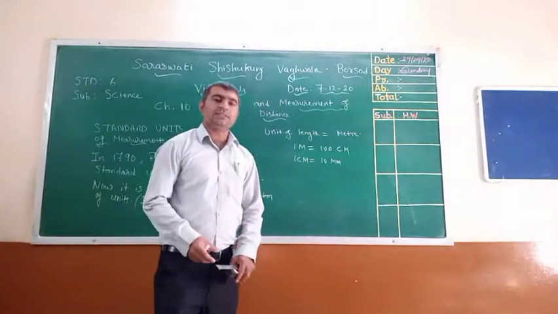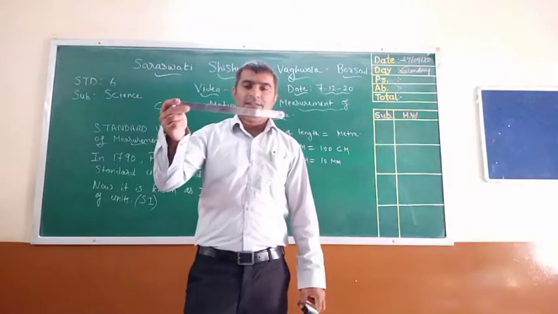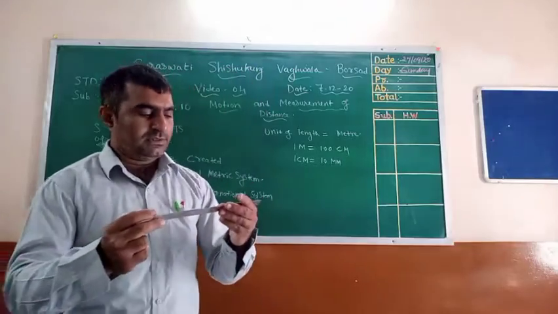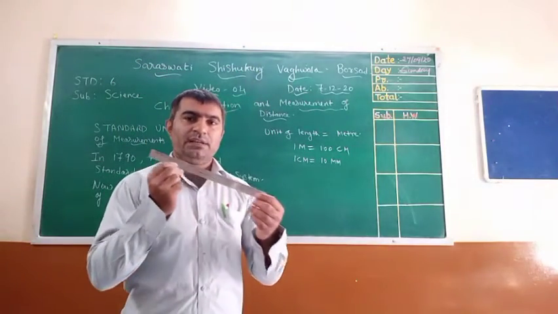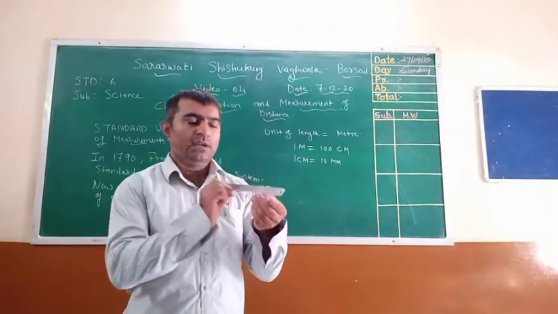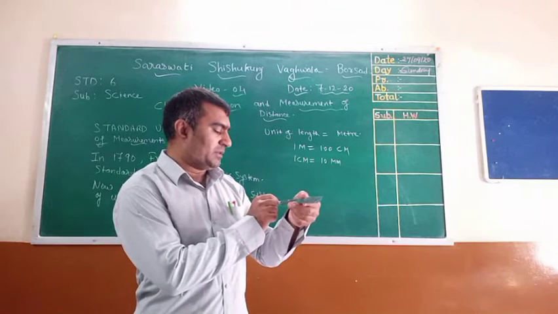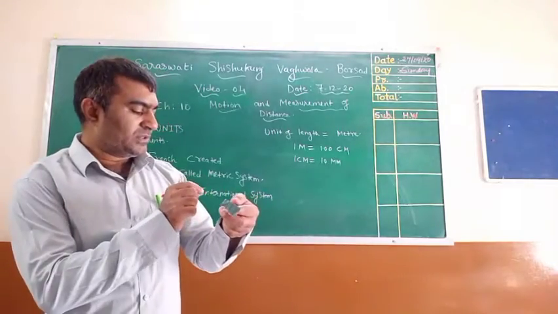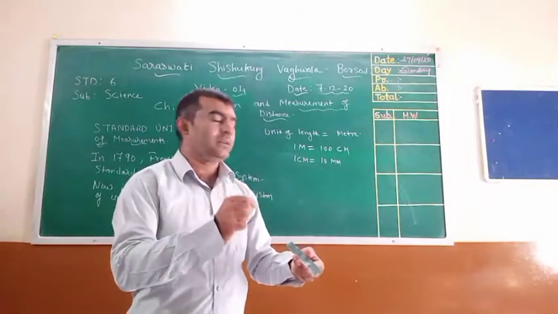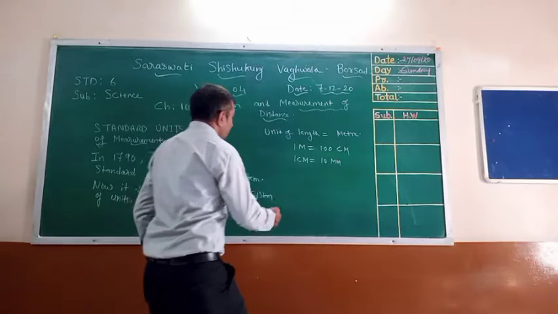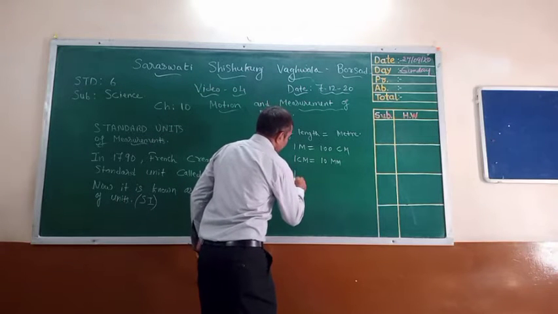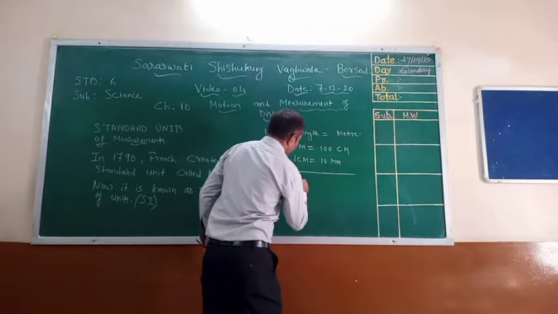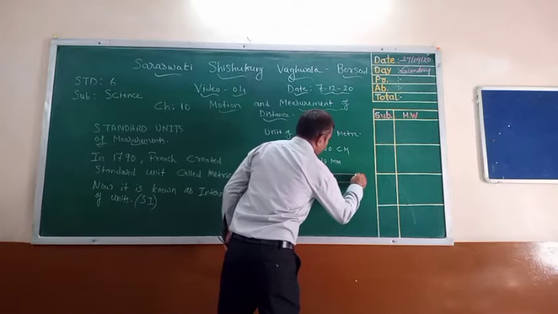See, if you look at the scale, it is a 30 centimeter scale, and in between 2 centimeter marks, each 1 centimeter means 10 equal parts are divided. Suppose this is the scale.